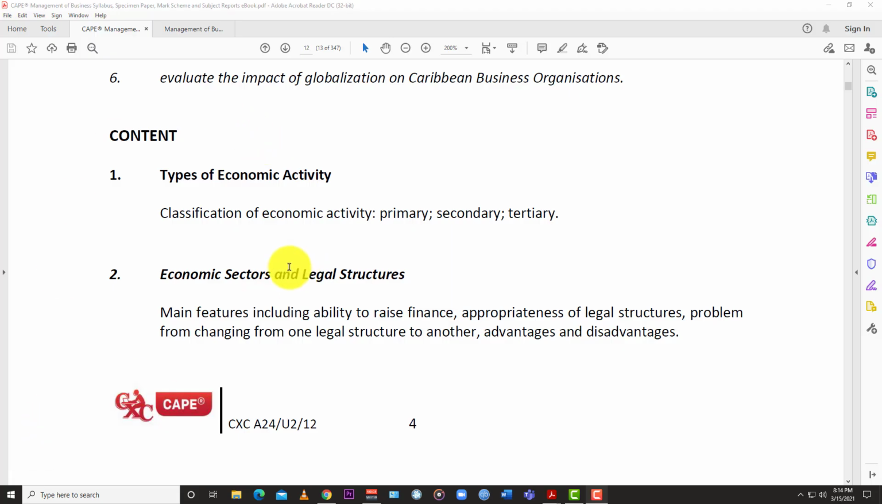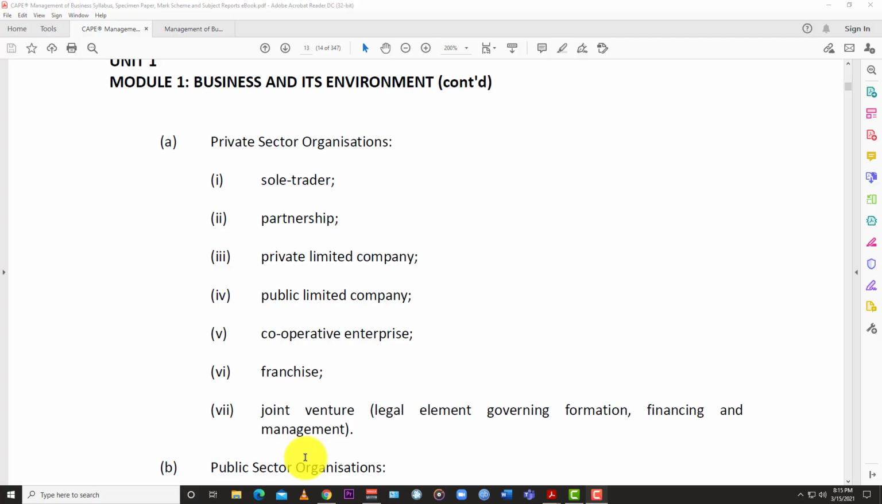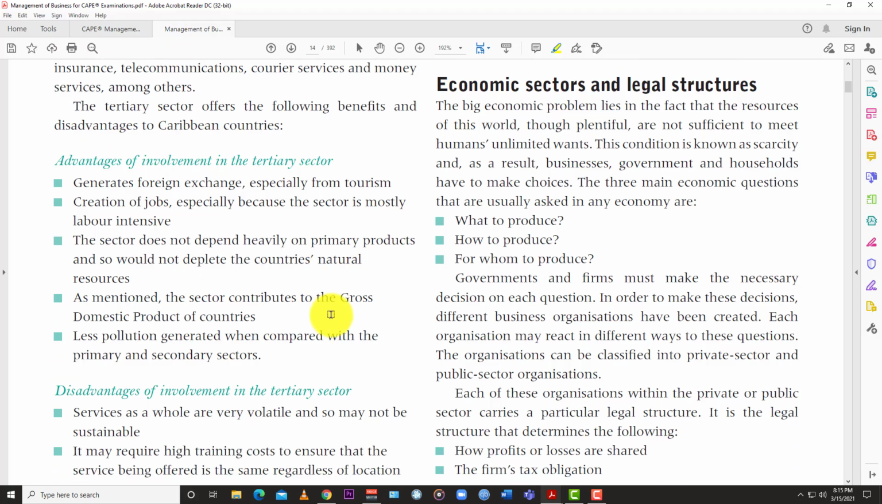So this one is about economic sectors and legal structures, and if you look at this, you'll see that we covered a lot of them before, but I'll go through them still using the MOB textbook so you could see them from a different angle, a different perspective, so that you can understand a little clearer if you didn't understand before. So economic sector. Now the economy is used to answer three fundamental questions: what to produce, how to produce it, and for whom the goods should be produced.